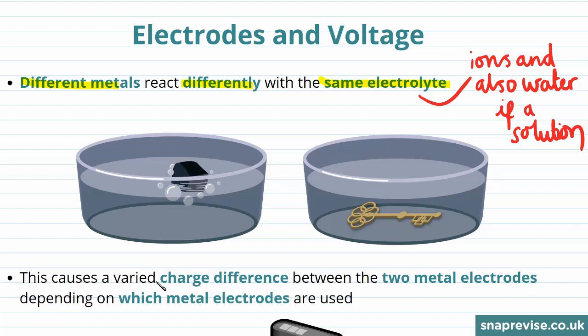What this means is that we see a varied charge difference between the two metal electrodes, depending on which metal electrodes are used. For example, we will see a difference between a more reactive metal.